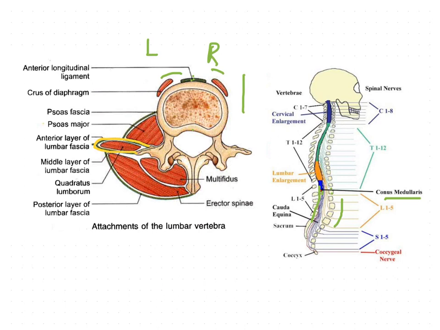Here the tip of the transverse processes of all the lumbar vertebrae give attachment to the middle layer of the lumbar fascia, whereas the posterior layer is getting attached from the spine of the vertebrae, whereas the middle layer is getting attached to the, so here not the entire thing, you can see here this is the middle layer, so this one is the middle layer of the lumbar fascia.